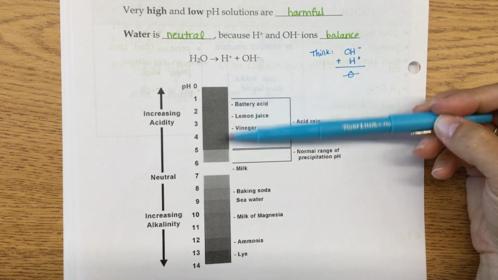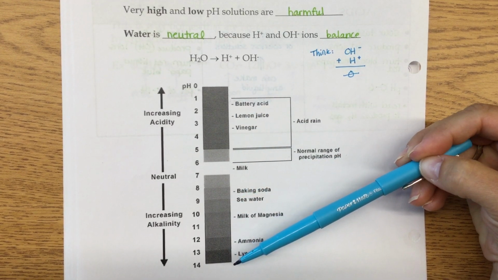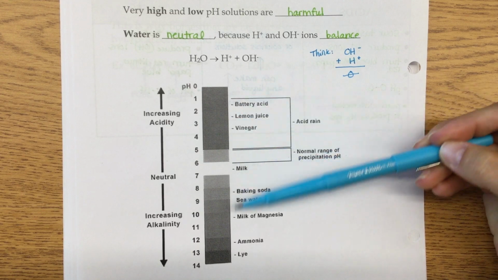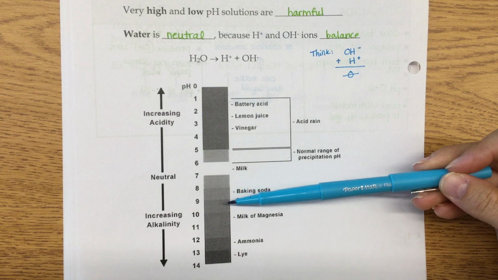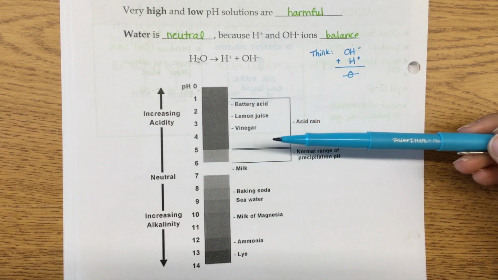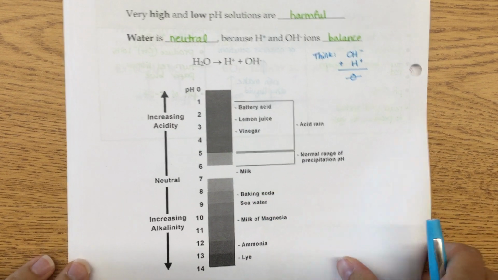Now this doesn't do a very good job with color, but on the BrainPOP video it showed you the different degrees. I like this because it gives us a bunch of examples of what would be considered a base and what would be considered an acid. Okay, turn the page.